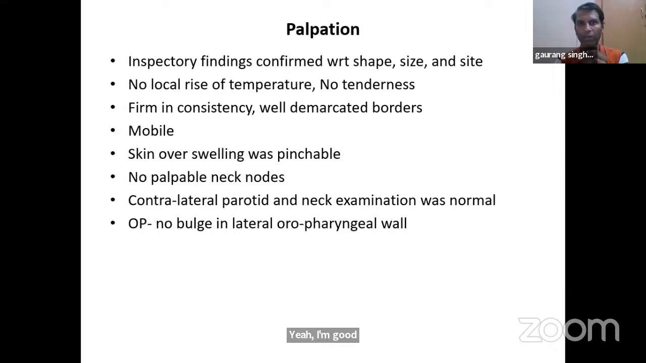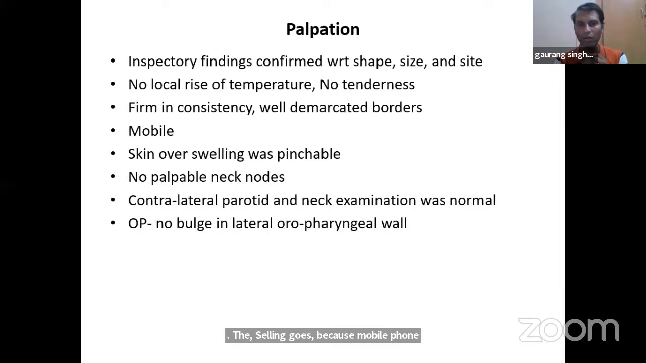On palpation, my inspection findings were confirmed with respect to the shape, size, and site. There was no local rise of temperature, no tenderness. The swelling was firm in consistency with well demarcated borders. It was mobile both horizontally and vertically. The skin over the swelling was pinchable. No palpable neck nodes were present.